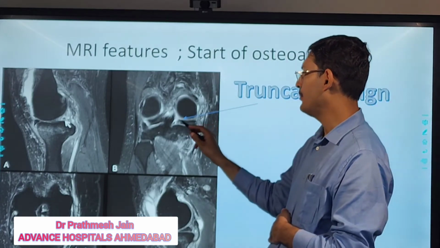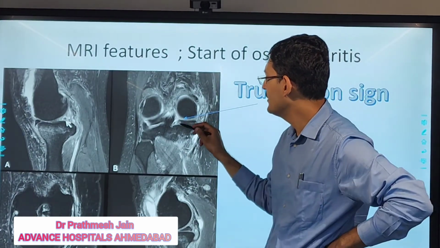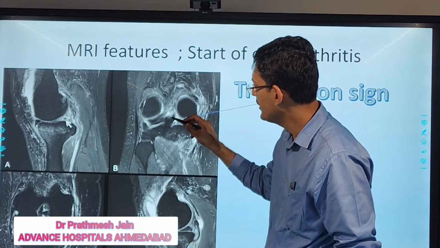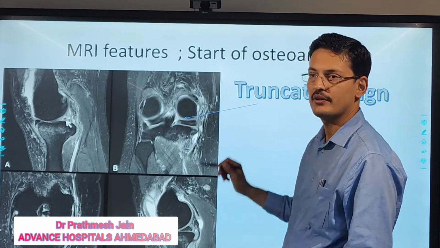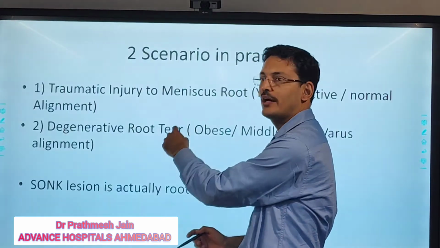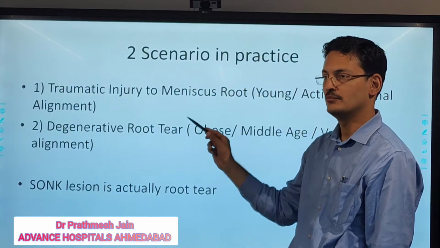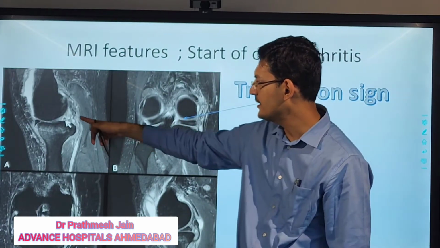Now this is again an important sign. This is called as a truncation sign. The truncation sign, basically the meniscus, you can see a blackish line which is extending from here to here. This blackish line should extend from here to here. This line is broken. That means this is a root tear. So this is called as a truncation sign. This is again a ghost sign.